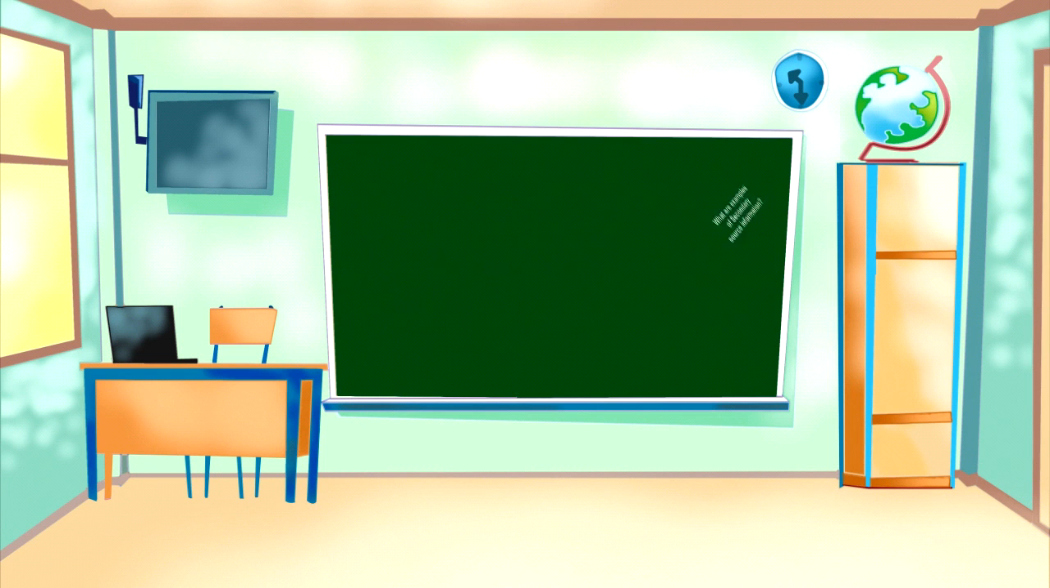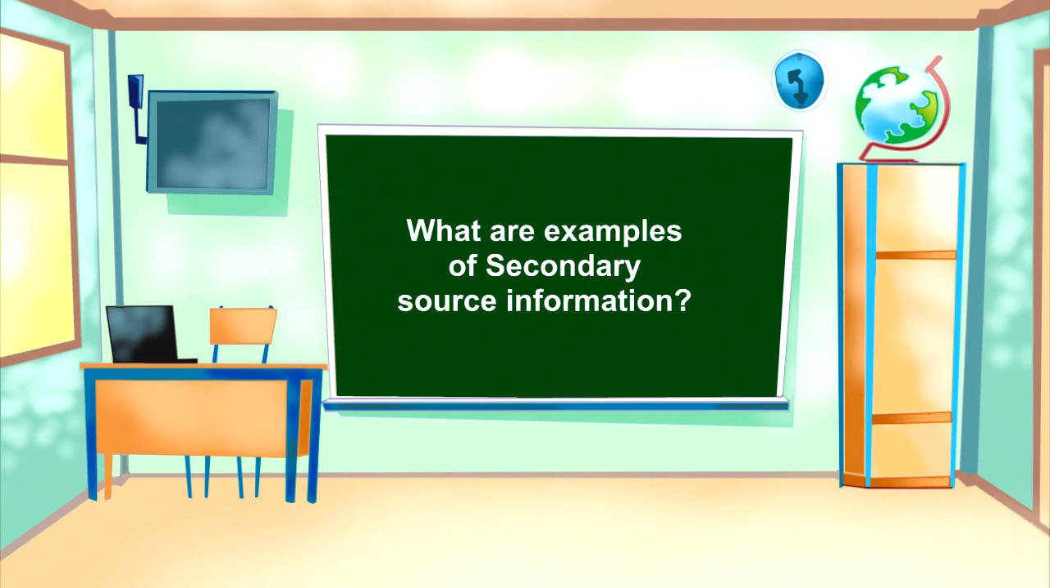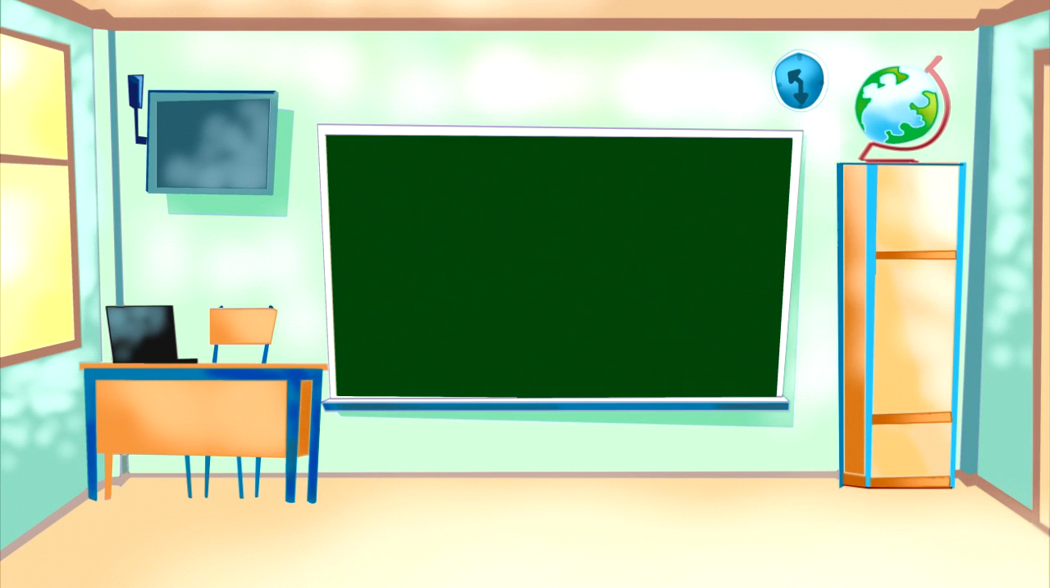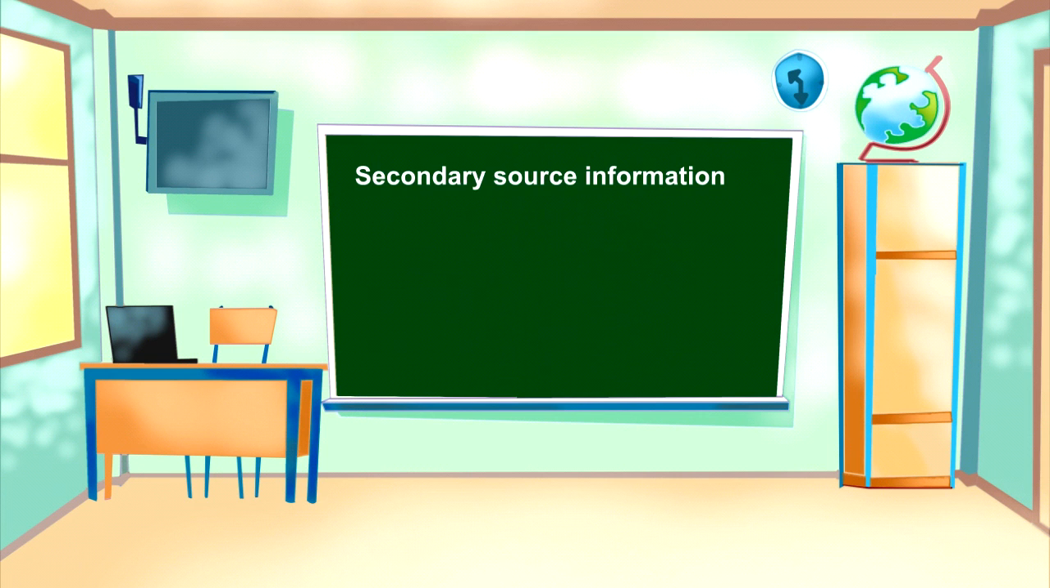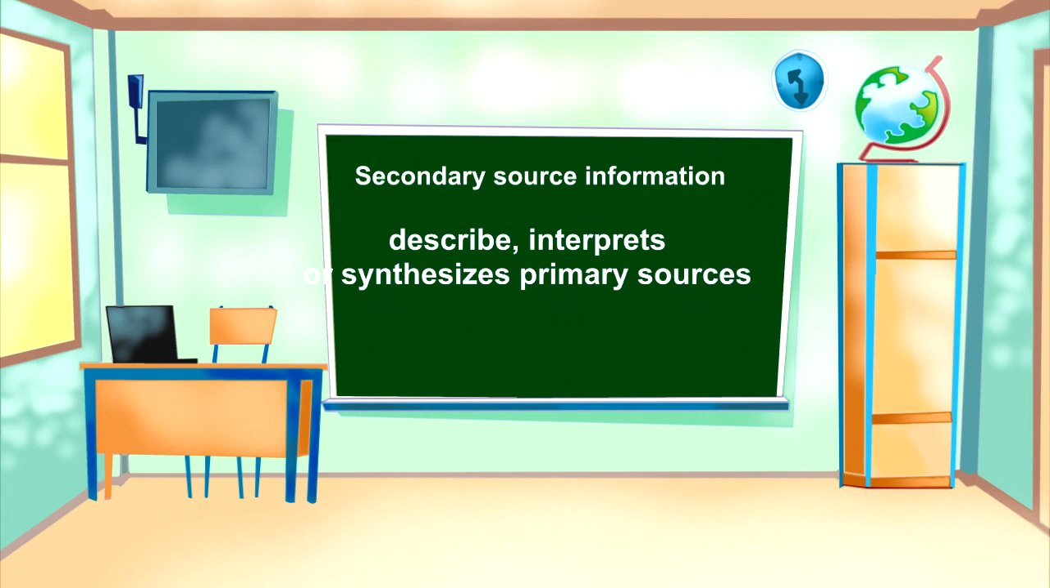What are the examples of secondary source information? The examples of secondary source information are journal articles, reviews, academic books, textbooks, and commentaries. A secondary source information describes, interprets, or synthesizes primary sources.